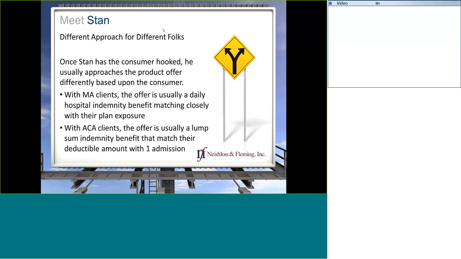So again, he then had to take a different approach at that point. Once he had established the need, with the Medicare Advantage clients, he put together an offer built around a daily hospital benefit that very closely matched their current plan exposure. And with the ACA consumers, he looked at a lump sum indemnity benefit that would match their deductible. So again, a slightly different approach with each of those consumers. It really depended upon the benefit build of what that consumer was working with, but ultimately, once the need had been defined, just a small divergence in the approach of building that benefit for the consumer.